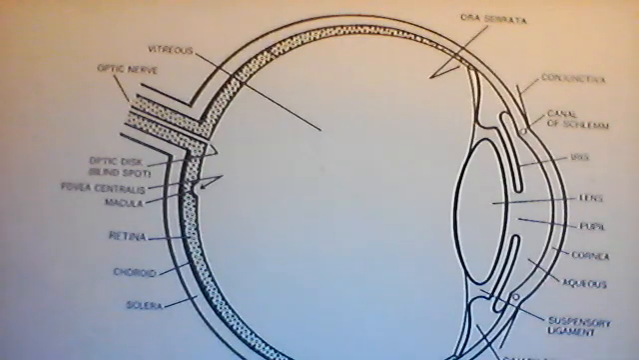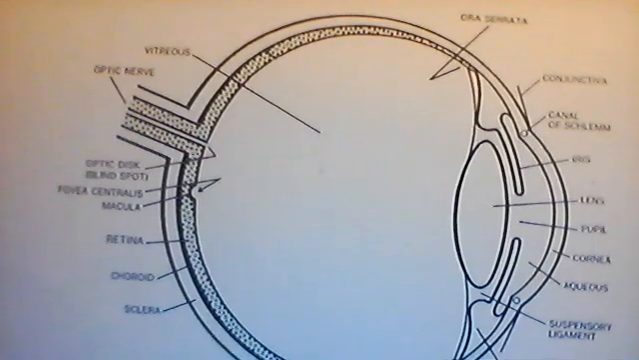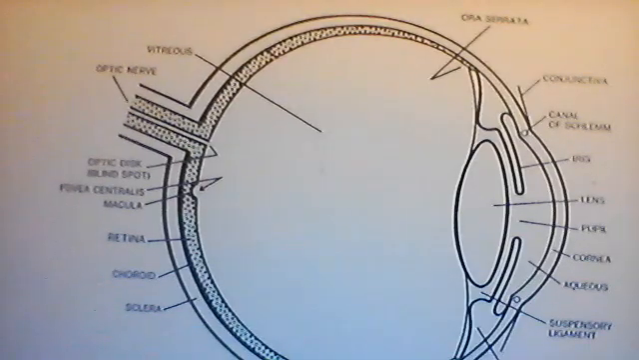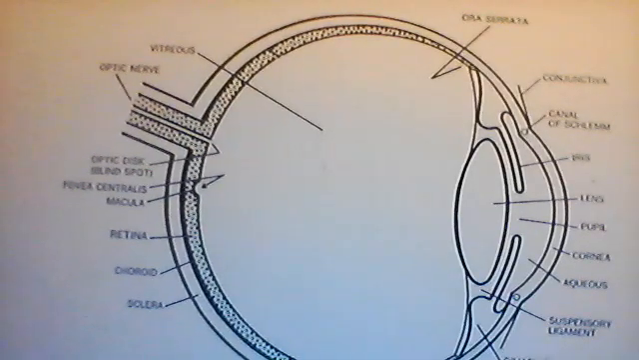Interesting fact that I found was that the canal of Schlemm actually can have a stent put in it. Those have got to be tiny, and it was just fascinating that they could actually create such a thing.